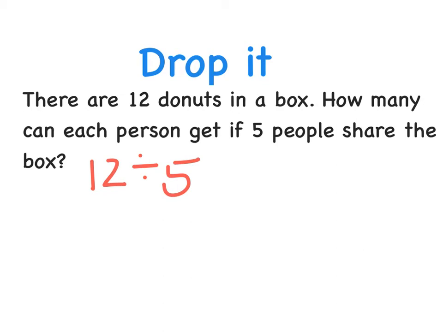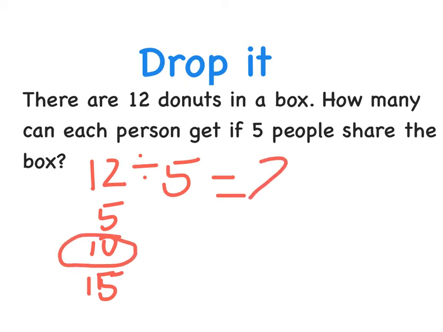We can just use what we know about our 5's facts. So I know that we have 5, 10, 15. So one group of 5 is 5, 2 groups of 5 is 10, and 3 groups of 5 is 15. So if I'm splitting 12 into groups of 5, I can make 2 whole groups, and then from 10 to 12, there's 2 left over. So I'd have 2 remaining. Remaining is another word for leftover.